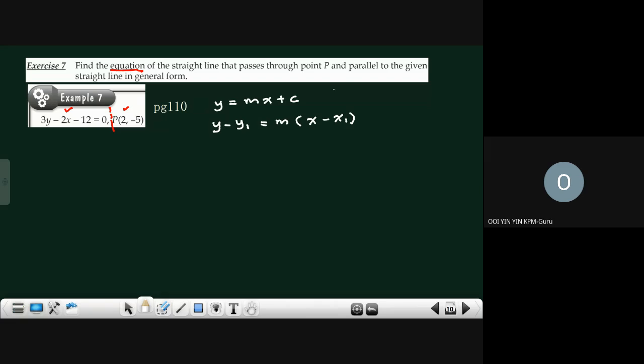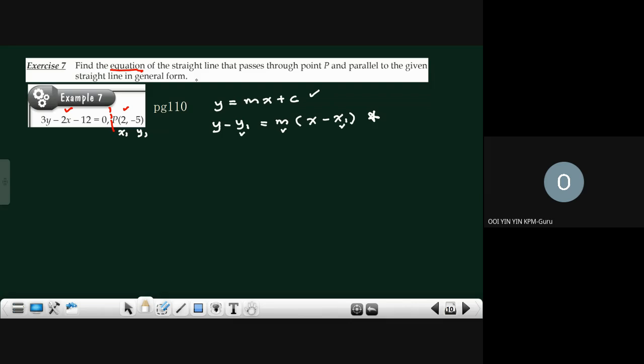This is the easiest way when you have a gradient and a point, your x1, y1. You just substitute all these three into this equation and you get y equals mx plus c. We are going to use this formula. This formula you can also use in your modern maths. The point x1, y1 is already here, that is 2 and negative 5. Our problem here is only the m.